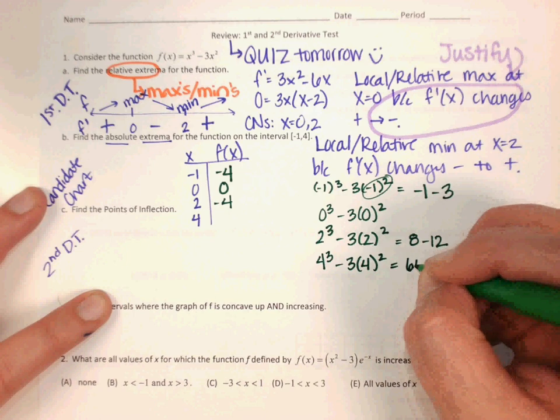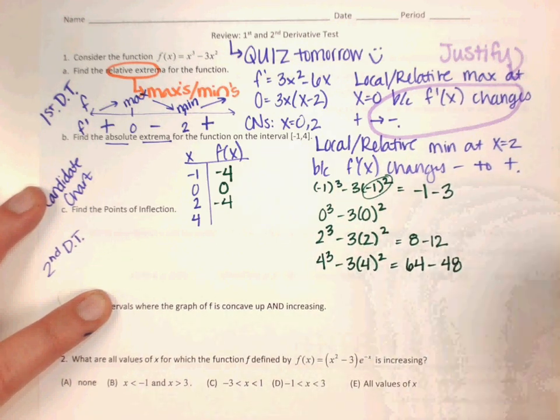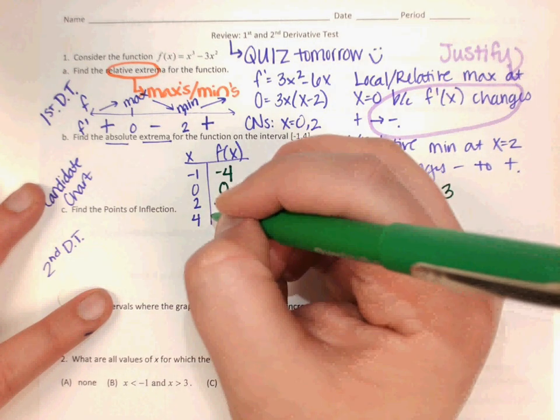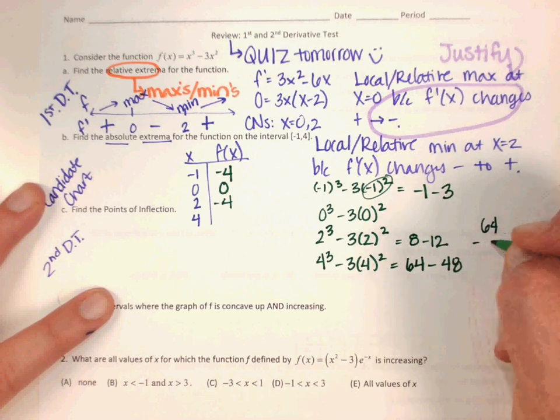4 squared is 64. Minus 48. How many are left over? 20. No, it's like 12. Wait, no way. 16. It's 14. 16. 14. I don't know. 16. It's 16. Minus 48.